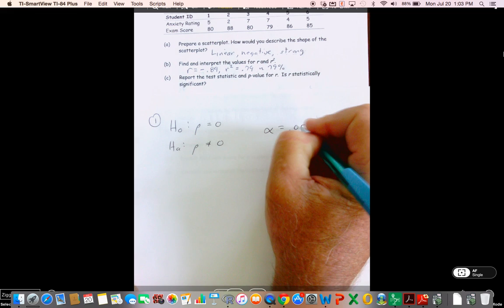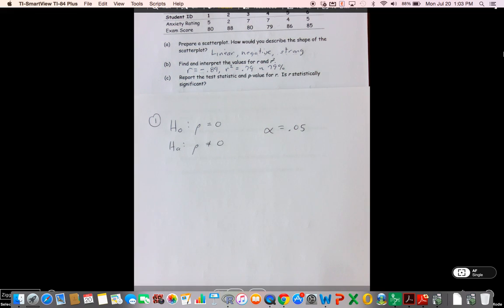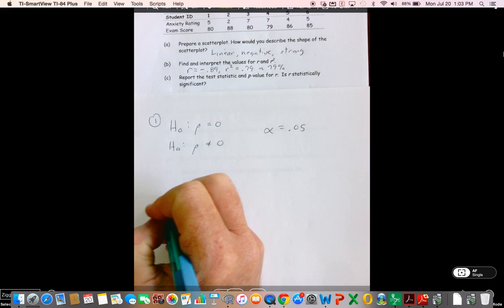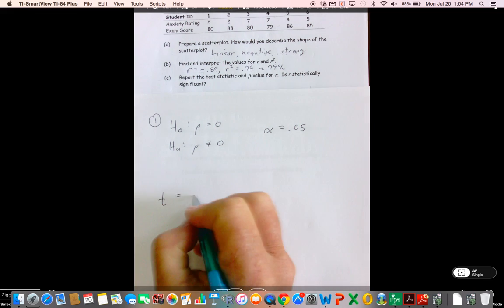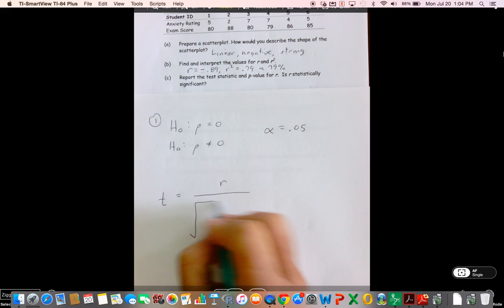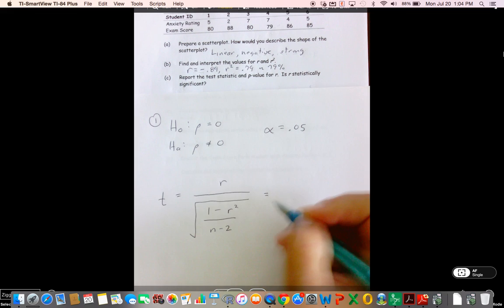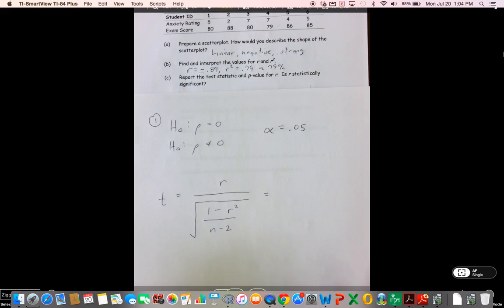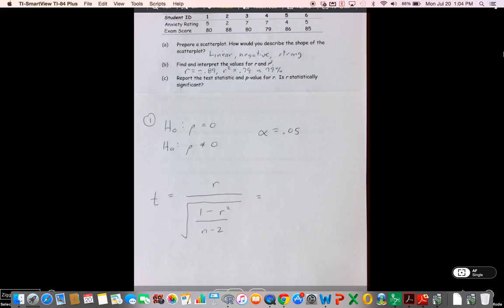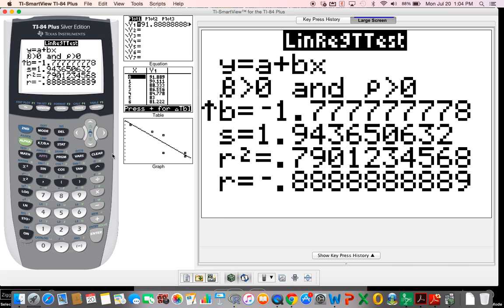Next thing, we don't have a specified alpha value, but I think it should be clear by now that if we don't have that, we use 0.05. The next thing we're going to do is create our test statistic. And as we know from previous videos, the formula for the test statistic is this right here. Now, we can do different things in our calculator, and I prefer to do this in my calculator using the values for R and R squared. So I'm going to go back and work this with my calculator.